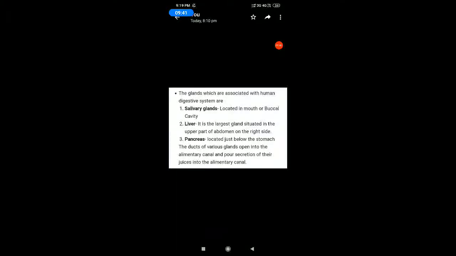Next one, liver. It is the largest gland, and this is very important. The liver is situated in the upper part of the abdomen on the right side. Next one, pancreas, located just below the stomach. See the diagram in your book. The ducts of the various glands open into the alimentary canal and pour their secretions, the juices, into it.